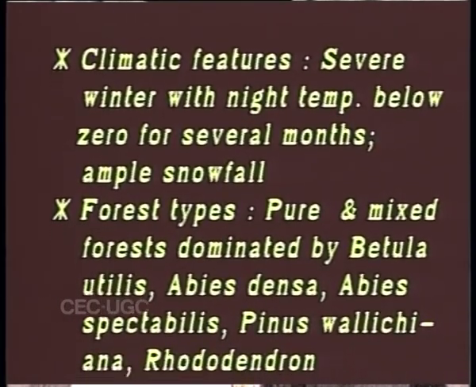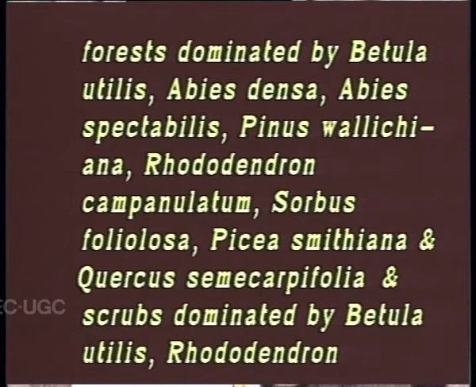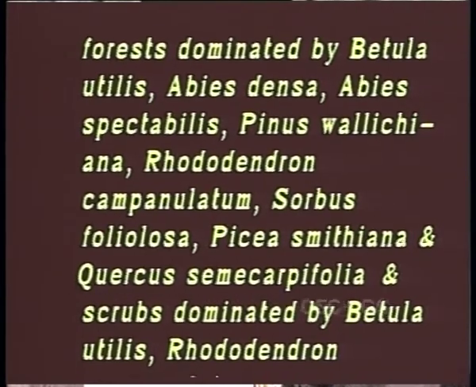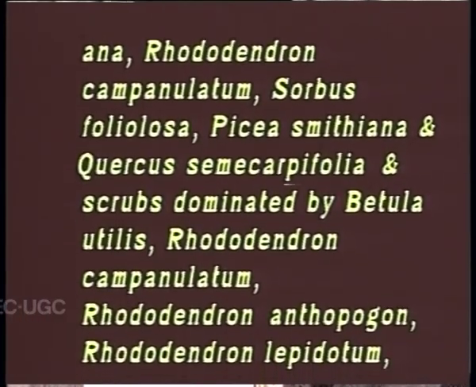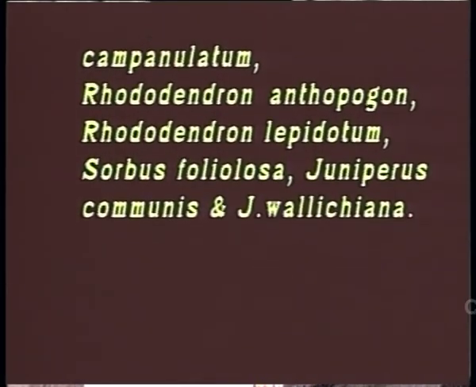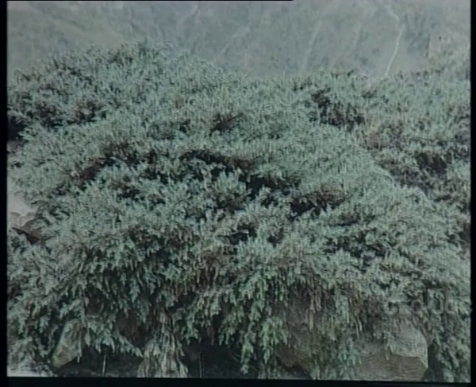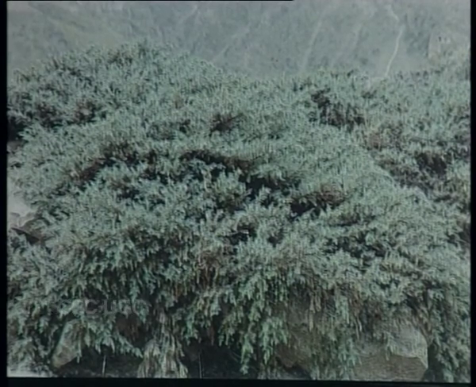Forest types: pure and mixed forests dominated by Betula utilis, Abies densa, Abies spectabilis, Pinus wallichiana, Rhododendron campanulatum, Sorbus foliolosa, Picea smithiana, and Quercus semecarpifolia, and scrubs dominated by Betula utilis, Rhododendron campanulatum, Rhododendron anthopogon, Rhododendron lepidotum, Sorbus foliolosa, Juniperus communis, and Juniperus wallichiana. The stunted forests have a very low height canopy.